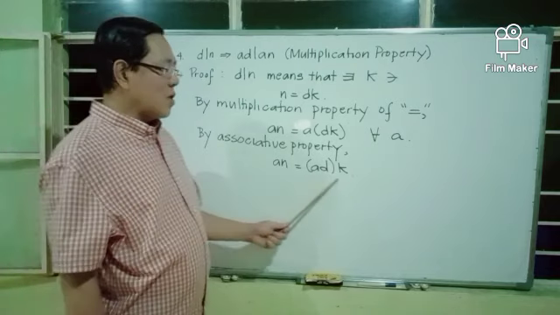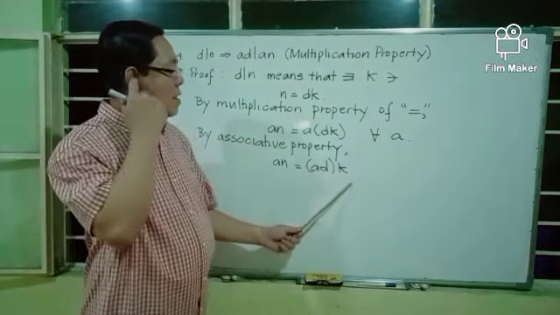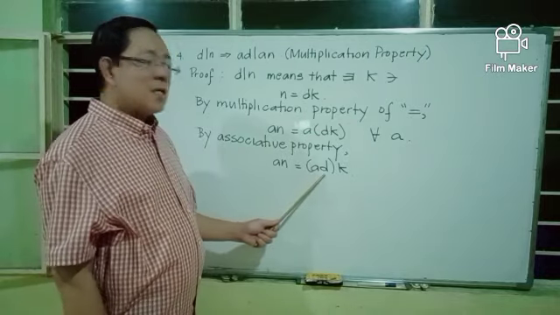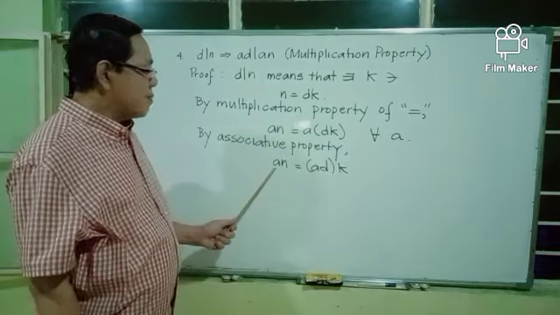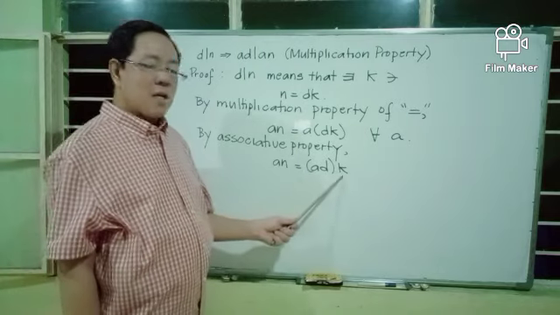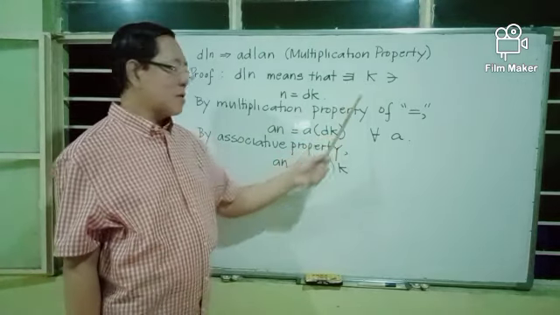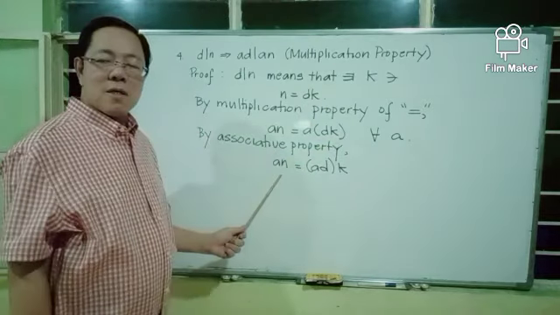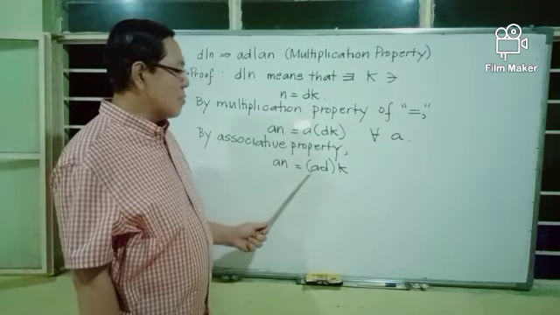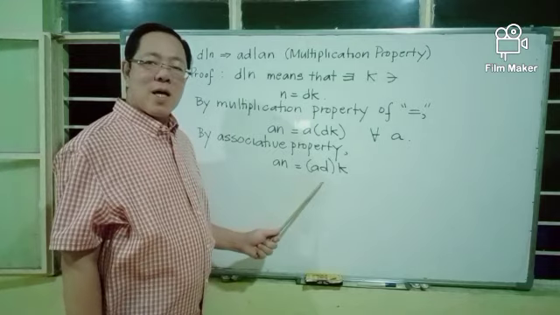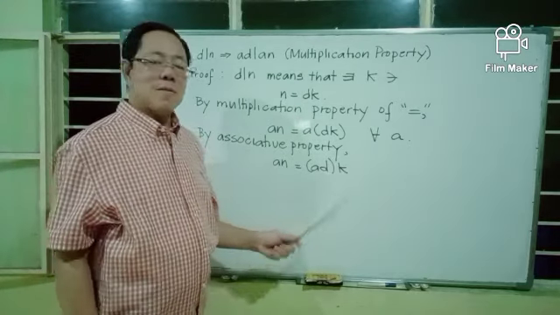Now from this equation, we can conclude that ad divides the product an because there is an integer k. Integer k exists such that the product an is equal to the divisor ad and the integer k.